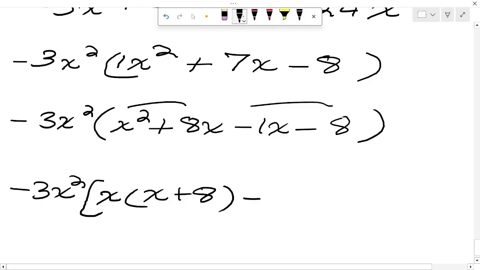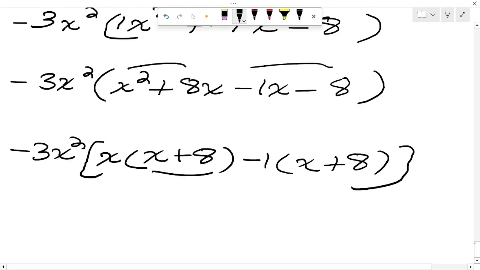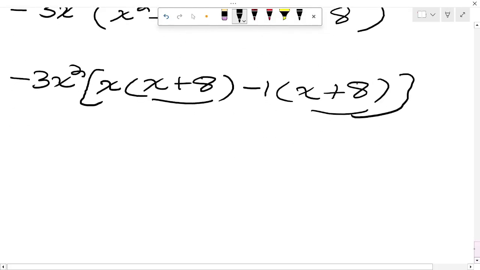Then it will be subtracted from 1. Why? Because there is no common element here. It is only subtraction. So instead of writing minus, we will write minus 1. Then we will take x minus plus, minus minus is plus, so plus, and 8 will remain the same. So as you can see, what common values do we have? X plus 8 and x plus 8. That means that our expression solution was working correctly.